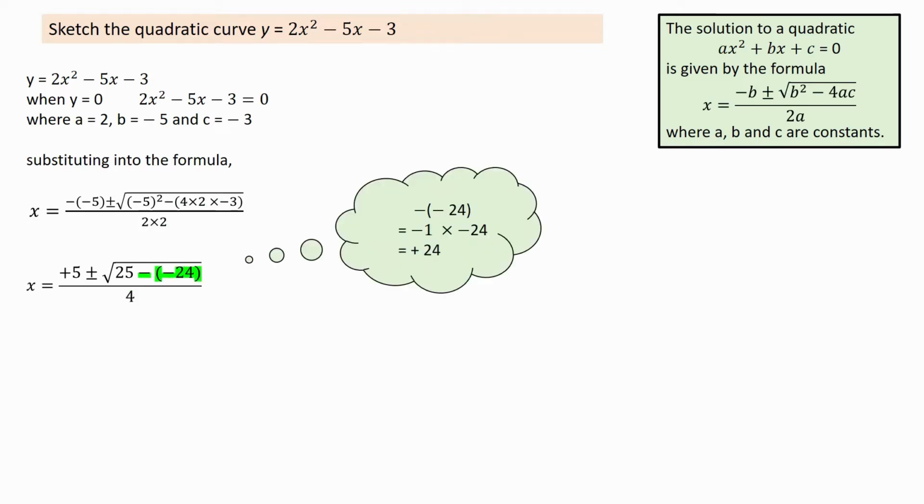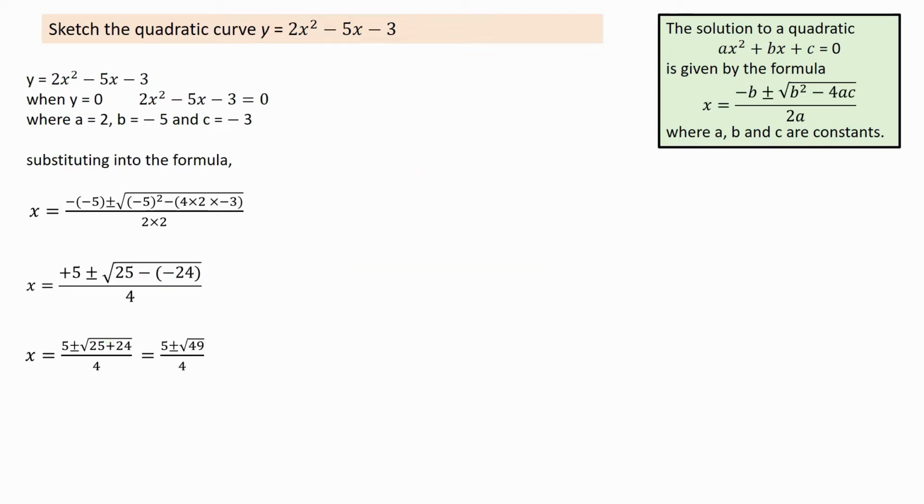Minus negative 24 can be thought of as minus 1 times minus 24, giving plus 24, since two negative numbers multiplied together give a positive number. So now x equals 5 plus or minus the square root of 25 plus 24, all divided by 4, where the square root can be simplified to the square root of 49, which is equal to 7. So one value of x is 5 plus 7, all divided by 4, which is 3. And another value of x is 5 minus 7, all divided by 4, which is negative 0.5.